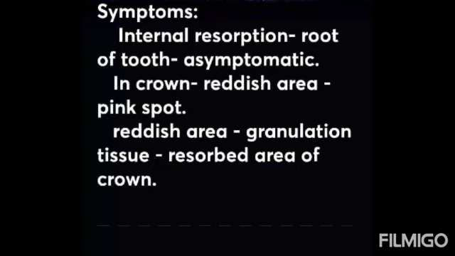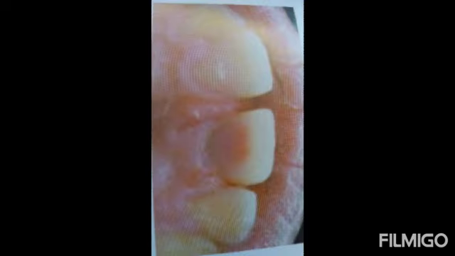Internal resorption occurring in the crown shows a pink spot, the reddish area. It represents the granulation tissue showing through the resorbed area of the crown. This is the main symptom. This picture showing the pink spot is indicative of an internal resorptive defect seen on the palatal aspect of the crown of the maxillary central incisor. It is due to the internal resorption.